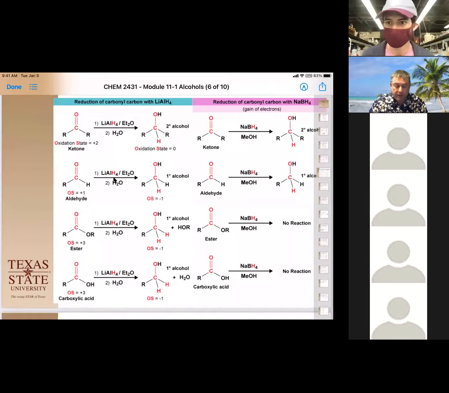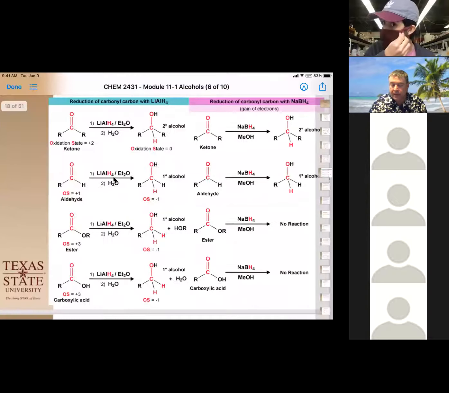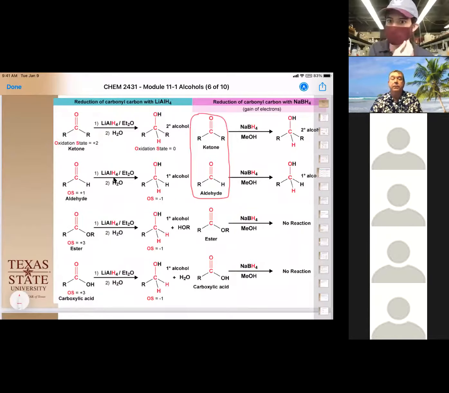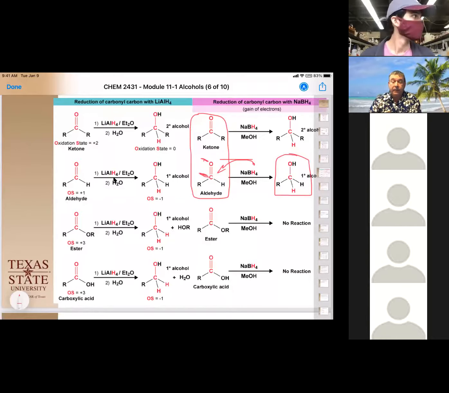Okay, so I'm going to look at this other side first here, what we can reduce with sodium borohydride. Our 2 primary carbonyl compounds we talk about are aldehydes and ketones. Sodium borohydride will transfer the hydrogen here, and I'll talk about the mechanism in a minute, to the carbonyl compound, giving us 1 hydrogen on this side and 1 hydrogen on this side eventually, and giving us our alcohol. Our aldehydes will always give us primary alcohols. Our ketones will always give us secondary alcohols.